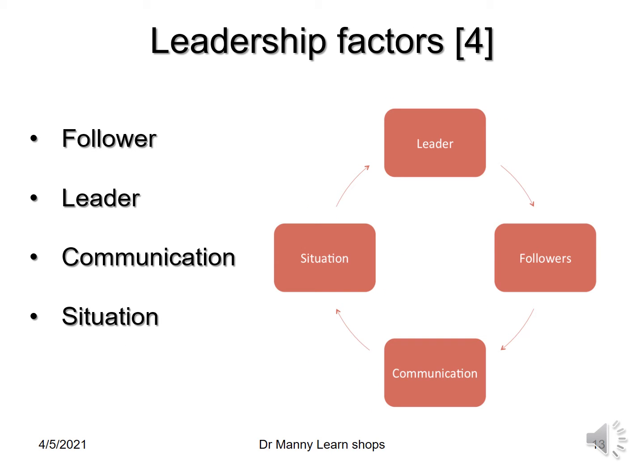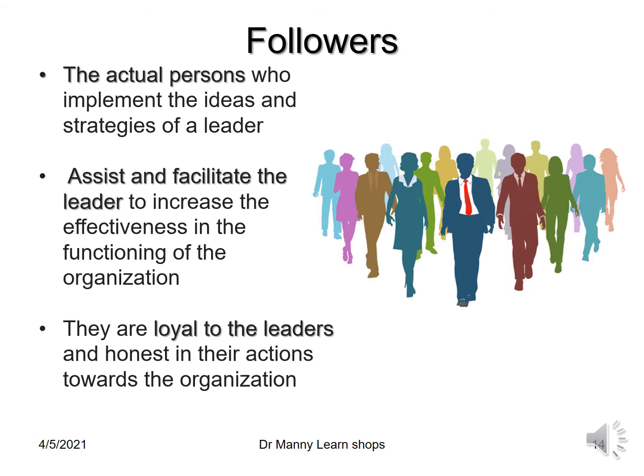So leadership factors can include four main elements: the follower, the leader, communication, and the situation. Followers are the actual persons who implement the ideas and the strategies of the leader. They assist and facilitate the leader to increase effectiveness in the functioning of the organization. They're loyal to the leaders and honest in their actions towards the organization.